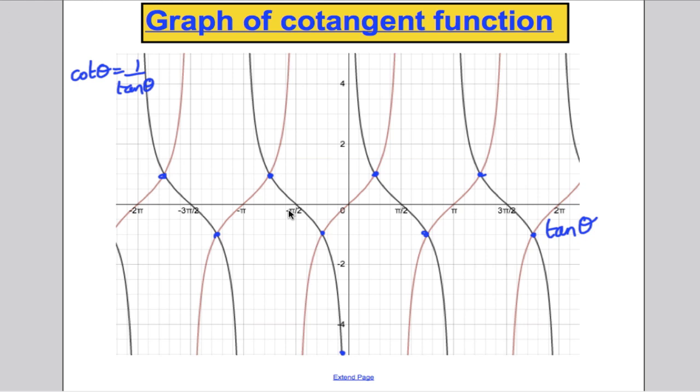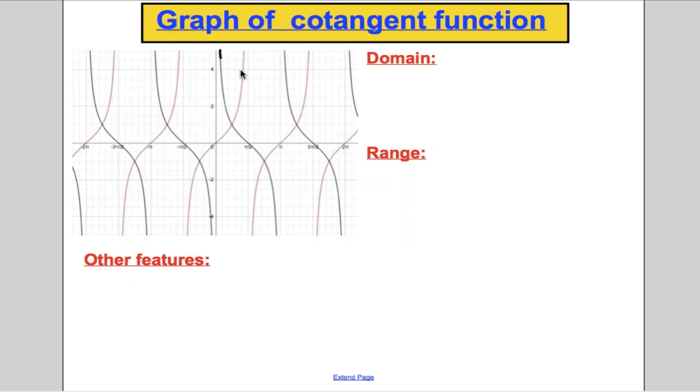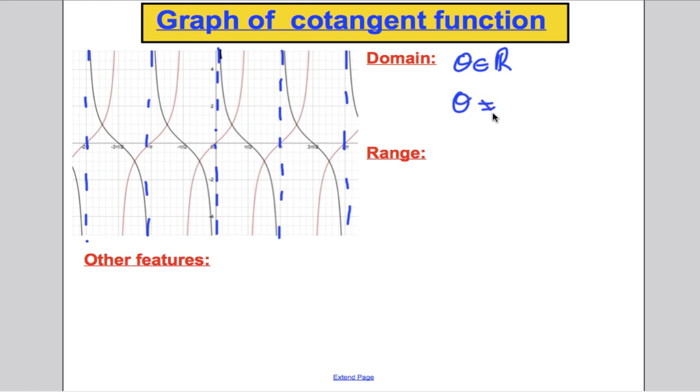Now, as before, I just want to take a few points out of this graph. What's the domain of the graph? What theta values can you put in? Now, theta is a member of the reals, but what causes you problems is theta being 0, pi, 2 pi, minus pi, and minus 2 pi. So theta cannot equal any multiple of pi, n pi, where n is a whole number or an integer.